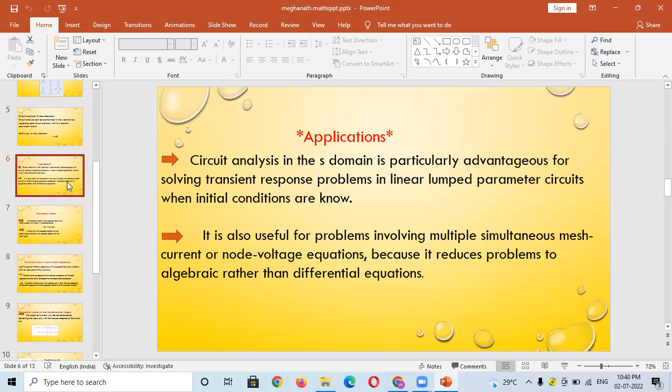This slide shows the applications of the Laplace transform in electric circuits. Circuit analysis in the S domain is particularly advantageous for solving transient response problems in linear lumped parameter circuits when initial conditions are known. It is also useful for problems involving multiple simultaneous mesh current or node voltage equations, because it reduces problems to algebraic rather than differential equations.